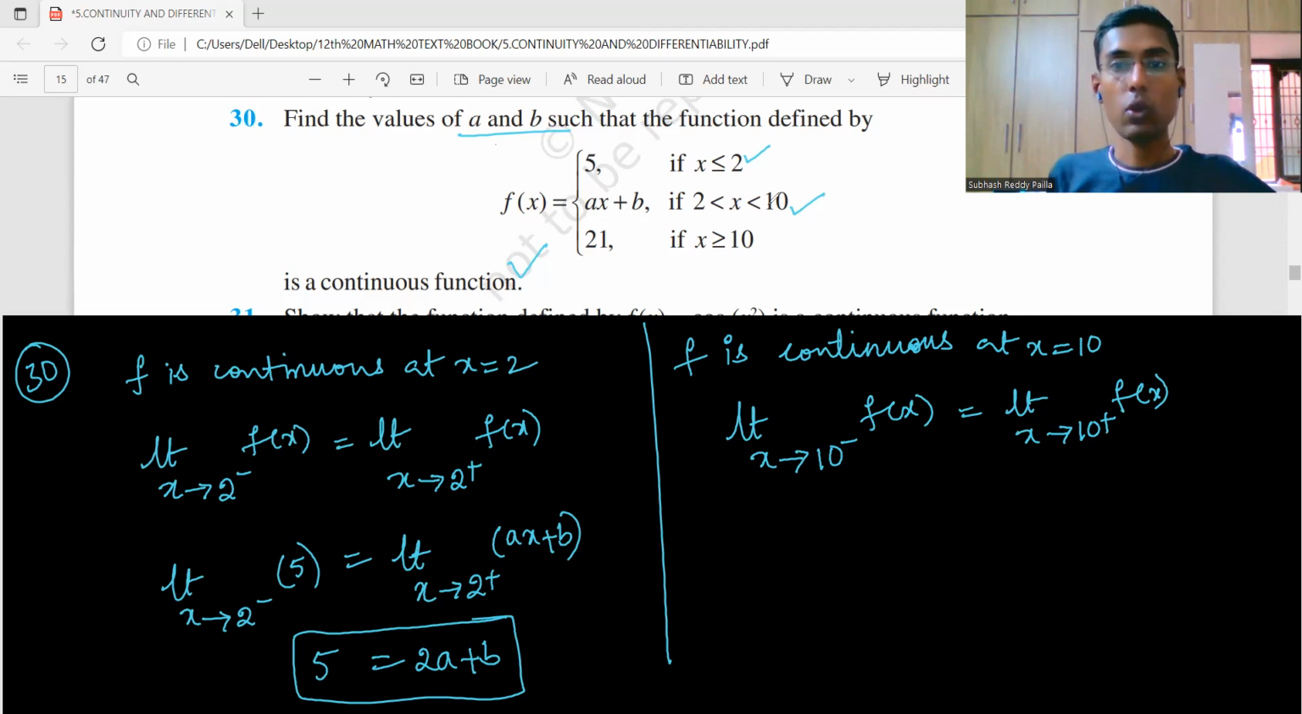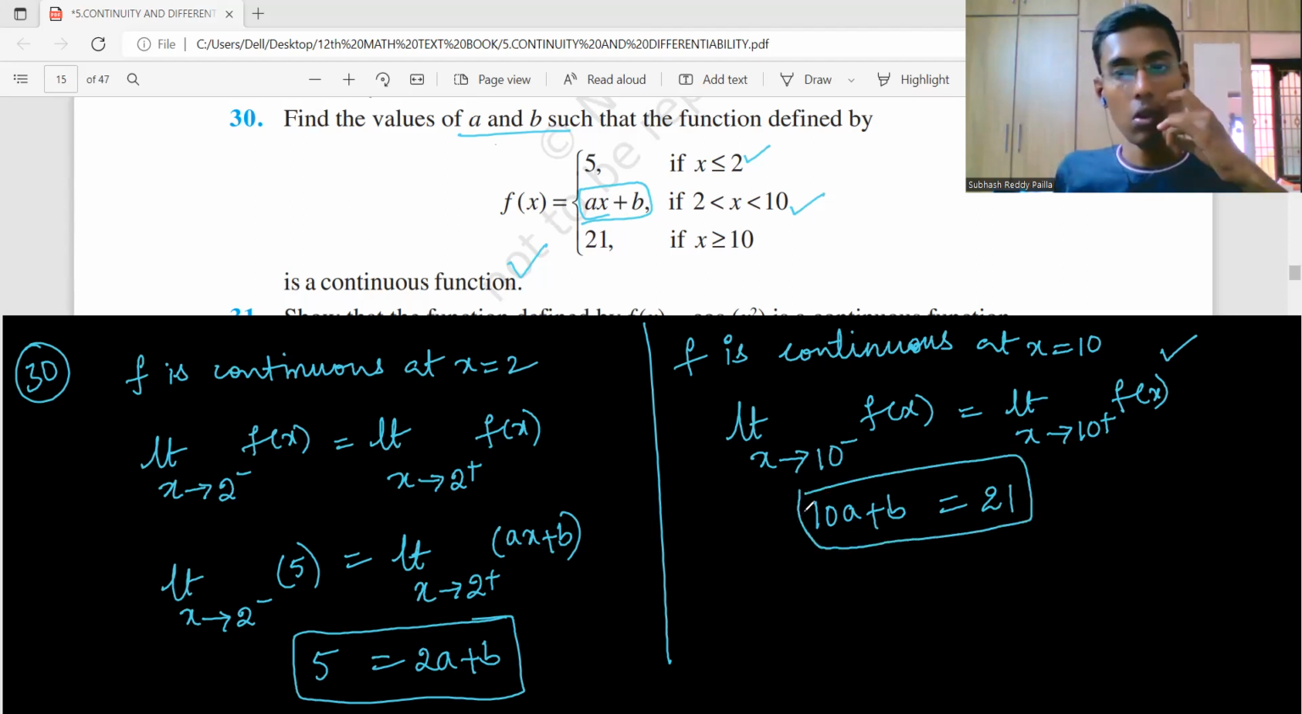Limit x tends to 10 minus f of x. As x is tending to 10 from the left hand side, that is here ax plus b, no? Yes or no? Yes, sir. So that is 10a plus b equal to, this is how much? 21. So what should you do now? You have to solve the linear equations.